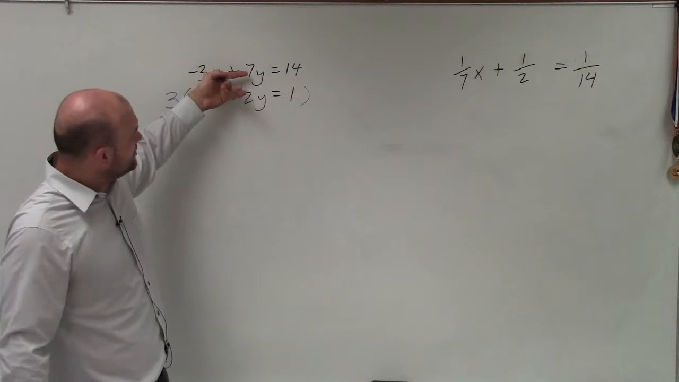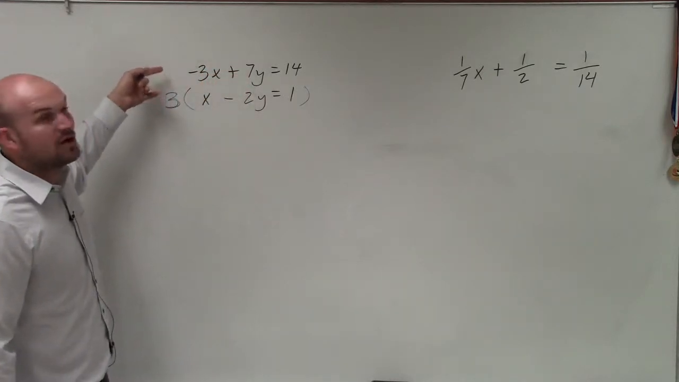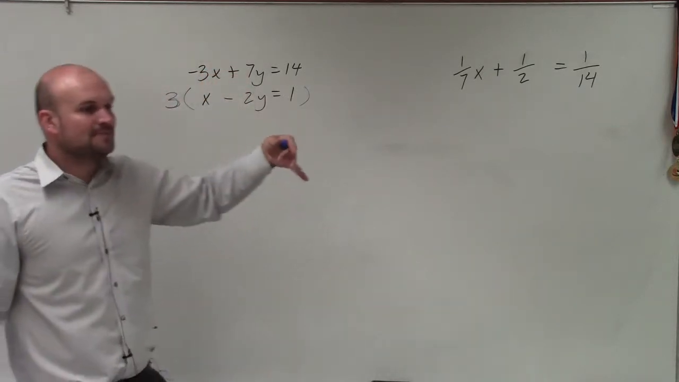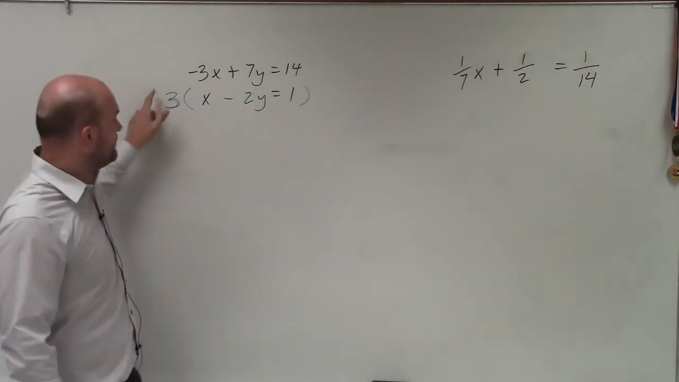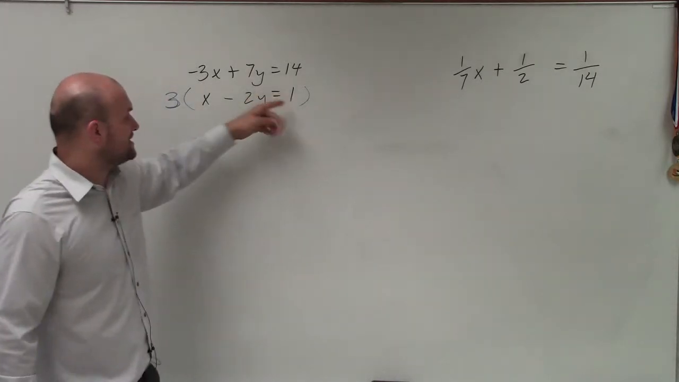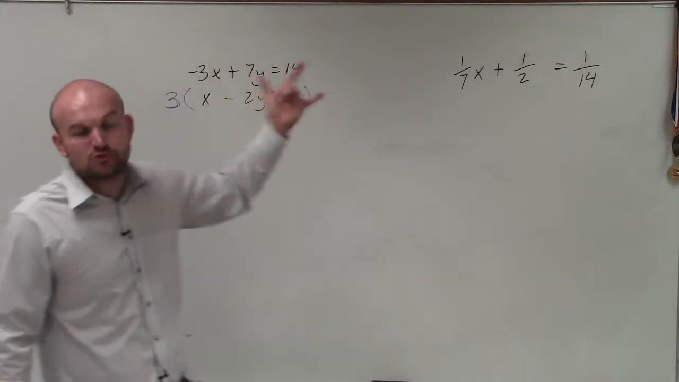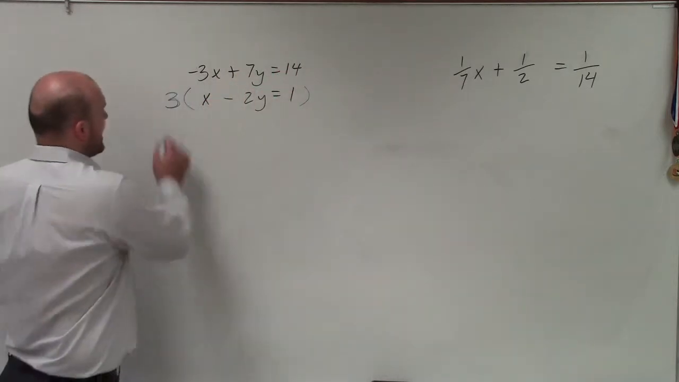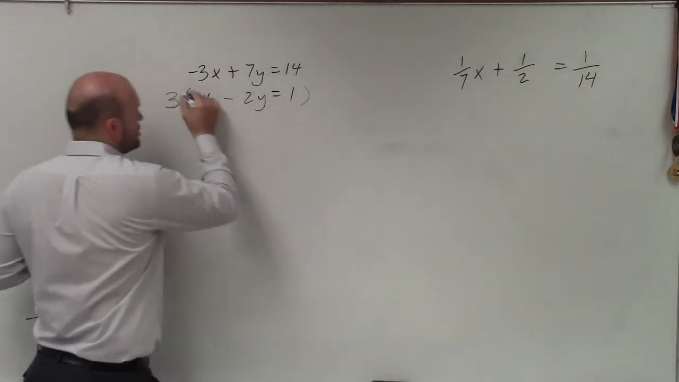If I wanted to get the coefficients of the y variables to be the same, I'd multiply a multiplier on the top and the bottom, which would be to get them to be the GCF. So therefore, I'd multiply the bottom by 7, the top by 2. Therefore, that'd get me the same term, which would be 14. But in this case, I can just multiply 3 times every single term.